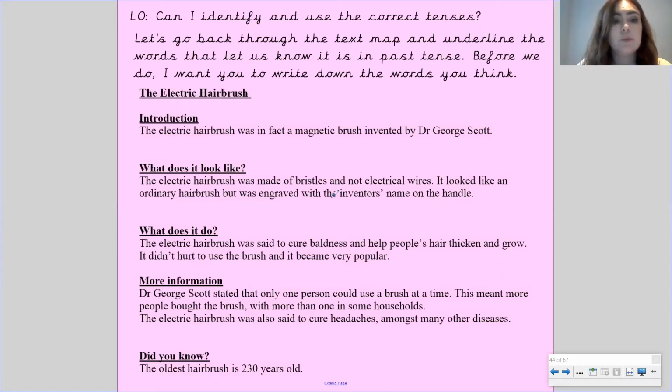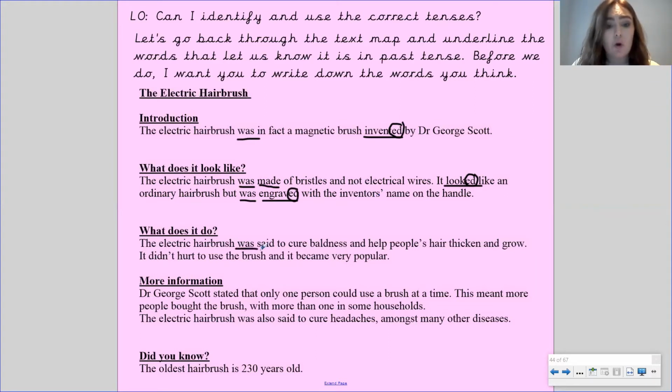Okay, so our first one, the electric hairbrush was in fact a magnetic brush invented, ending with ed, by Dr. George Scott. The electric hairbrush was made out of bristles and not electrical wires. It looked, again, it's got that ed, like an ordinary hairbrush, but was engraved with the inventor's name on the handle.